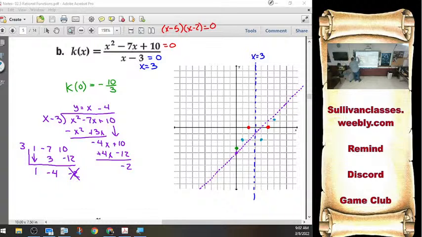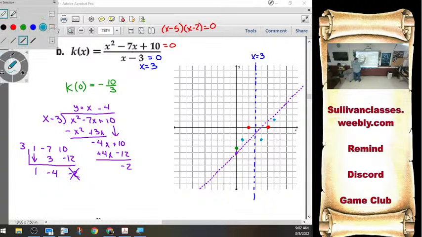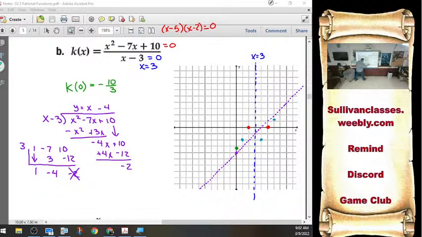Okay? I got my x-intercept, my y-intercept, I've got my vertical and my horizontal asymptotes. I put a couple of extra points in there. I connect the dots. And it's good enough.